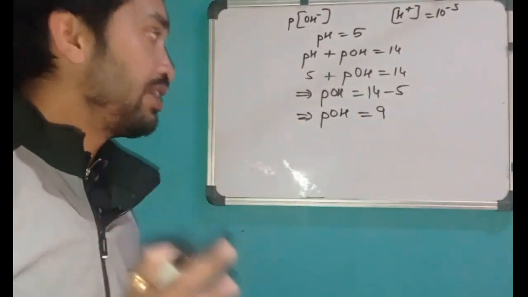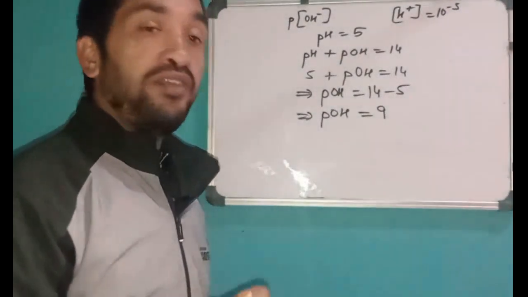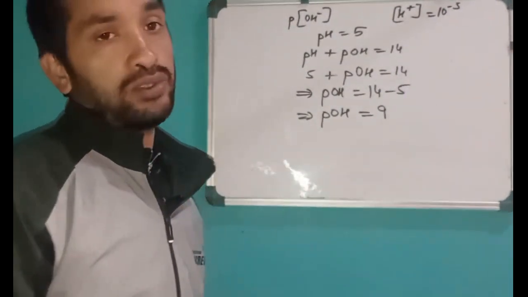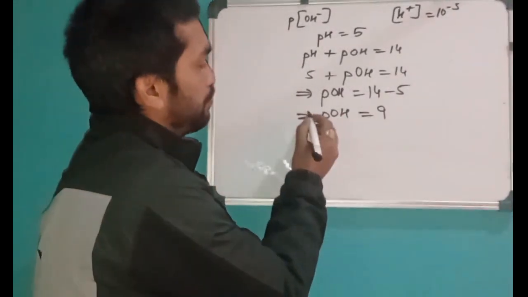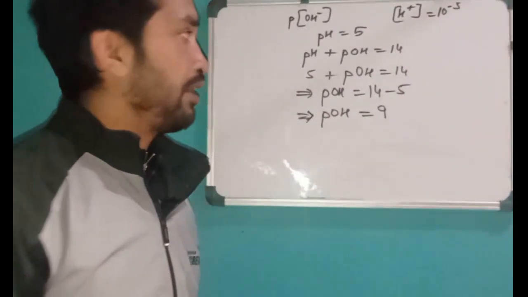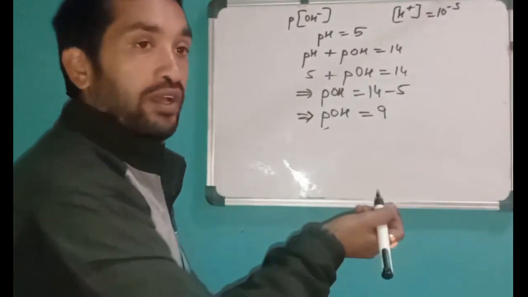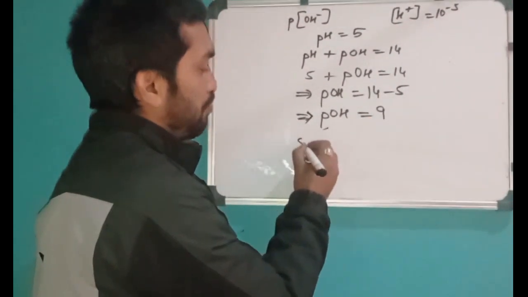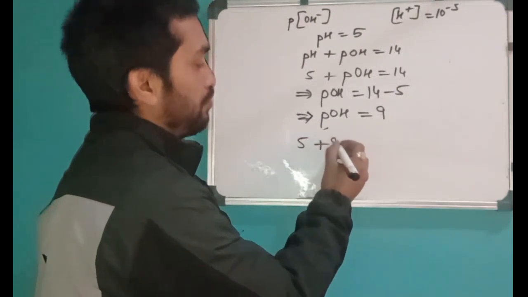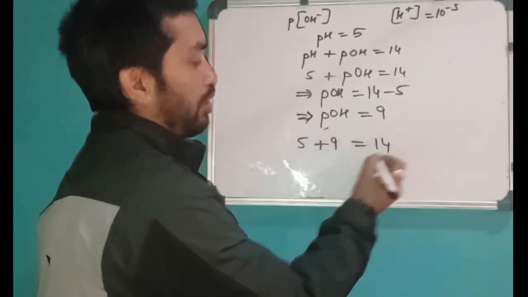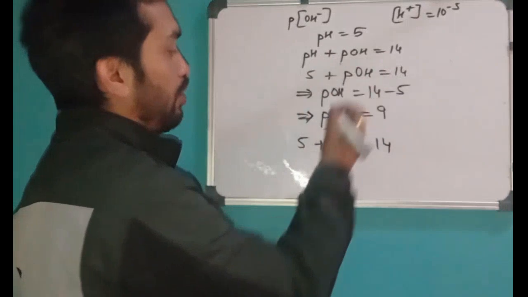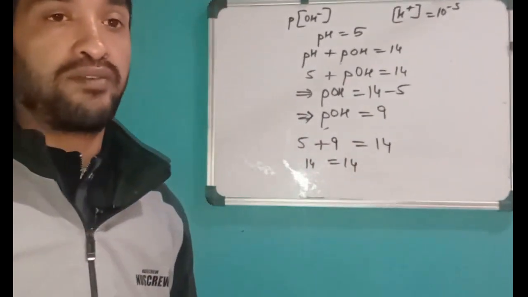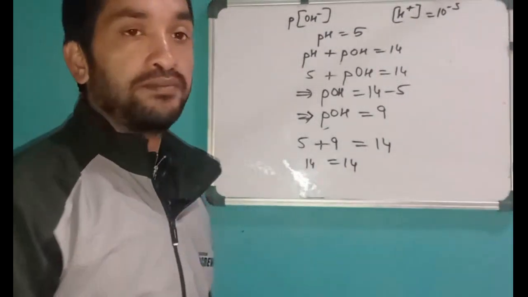I hope it is clear to you that even if only the H plus ion value is given to you, you can calculate the value of pOH also. So this is the value for pOH, 9. And if you want to verify your formula, pH, which is 5, plus pOH should give you 14 according to the formula. So 5 plus 9 is 14, equal to 14. So it is verified that your answer is correct.